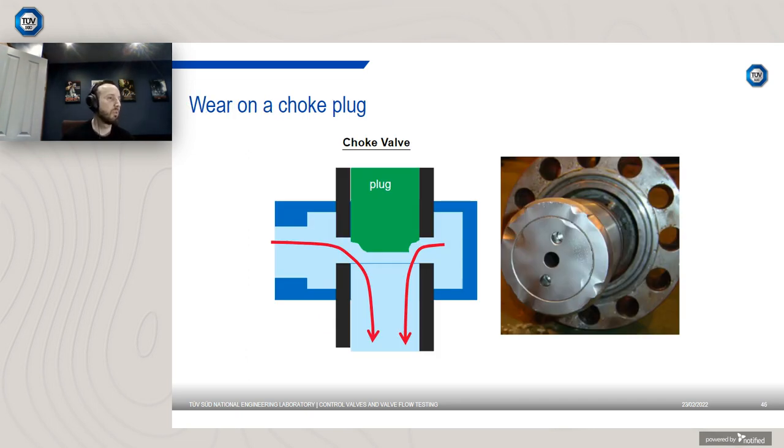This is another example of wear on a choke plug. So the plug that moves up and down in the choke, particles as they move through the valve have gouged a groove within the plug. Over time that's just going to get worse, and eventually it's going to cause significant performance degradation within the valve.